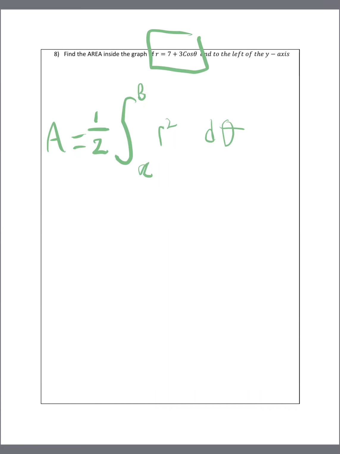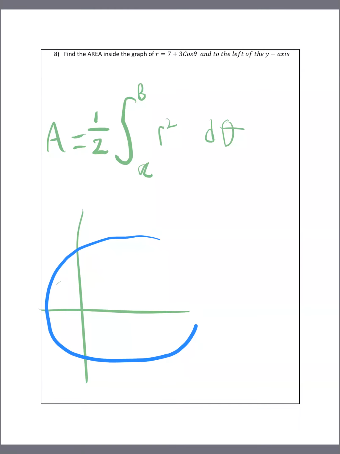If you make your window from 0 to, let me just graph this one more time because my window was messed up from a previous problem. If you graph it from 0 to 2 pi, you should get a shape that kind of looks like this, right? I just did a rough sketch.